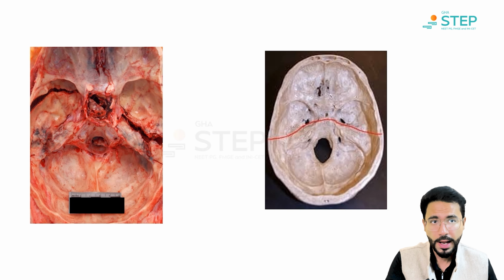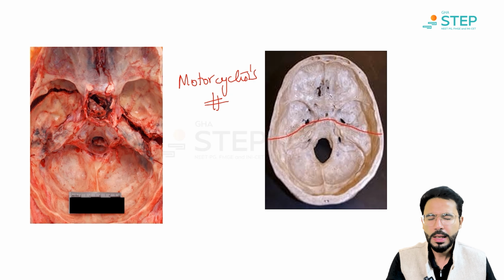Another important fracture that we see in forensics. This is known as a motorcyclist's fracture. Very important to recognize all kinds of fractures, all kinds of images, because mostly you will just be shown an image and you should pick up that image without even looking at the options.